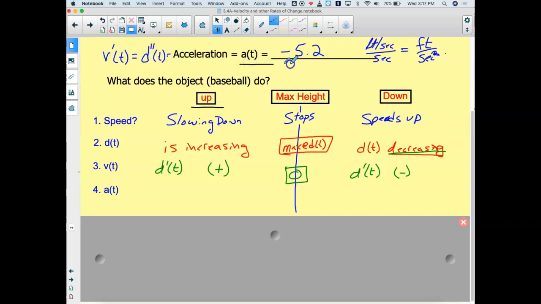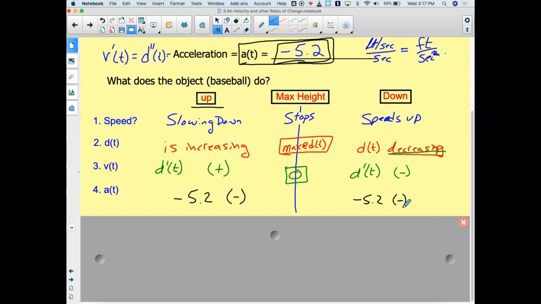Well, when I look at my acceleration function, it's constant. So my acceleration is always negative 5.2 here. So, in other words, on the way down, it's negative 5.2. Now remember, that's acceleration due to gravity. Gravity is not affected by the ball, okay? It's always being acted on by gravity.